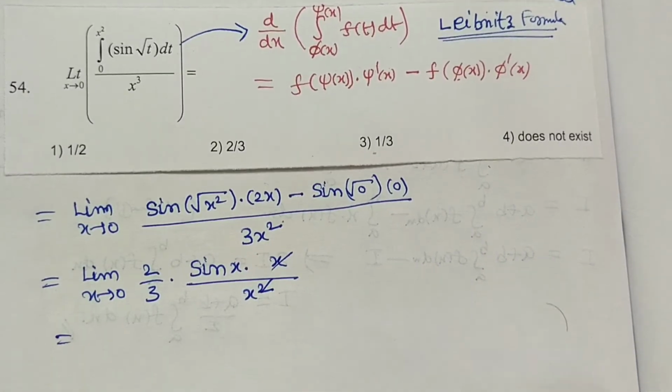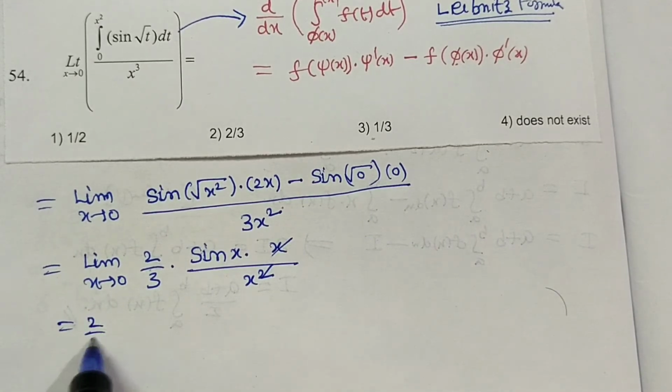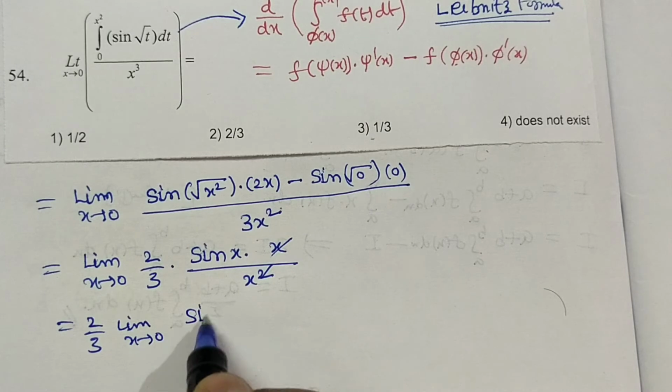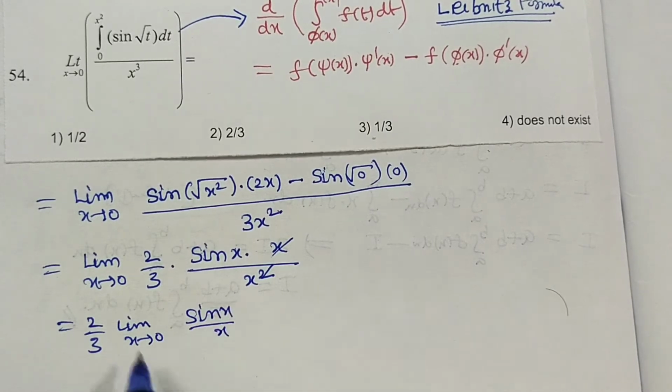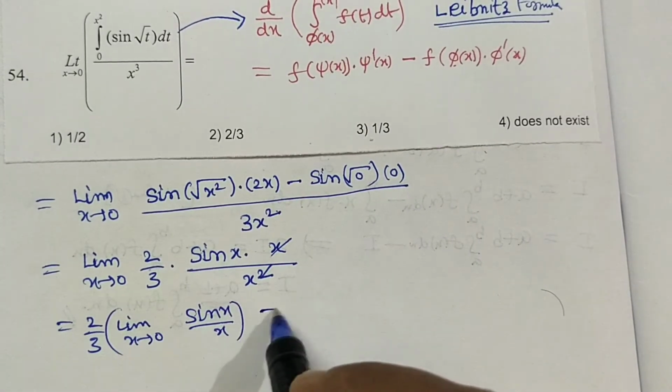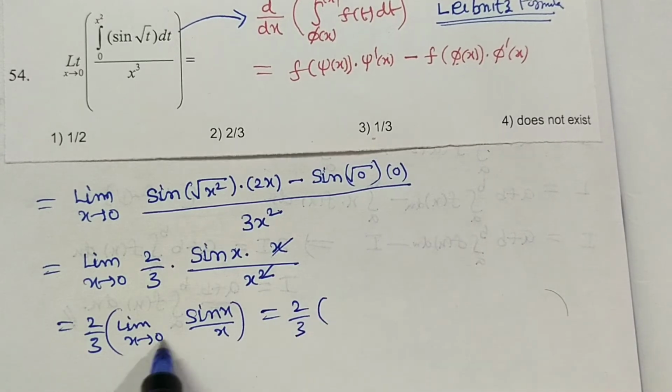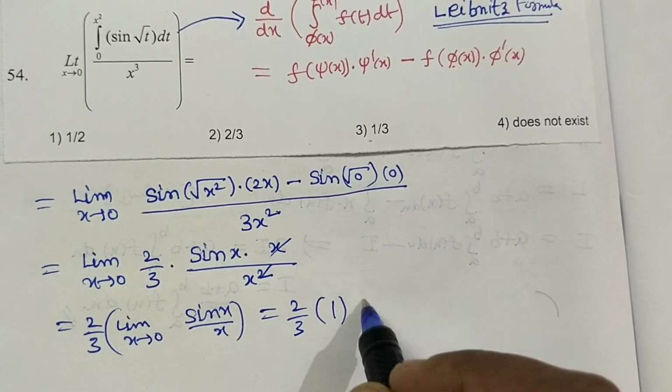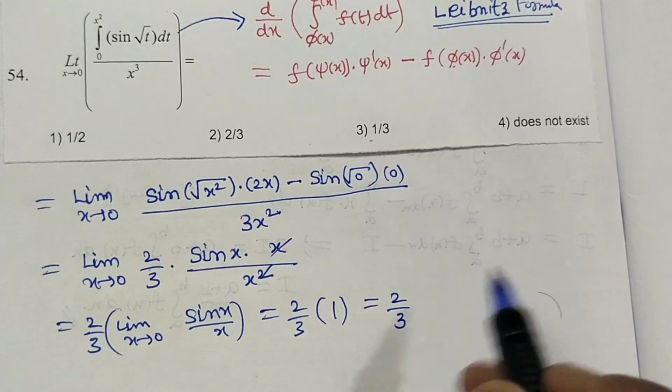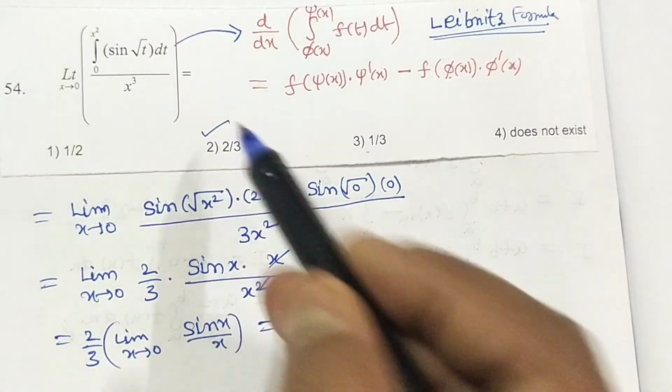2 by 3 constant you can take outside. Limit x tends to 0, sin x by x. In the standard limits, we know that this value is equal to 1 only, no? So 2 by 3 into limit x tends to 0, sin x by x value is 1. So which is equal to 2 by 3, which is there exactly in the second option.